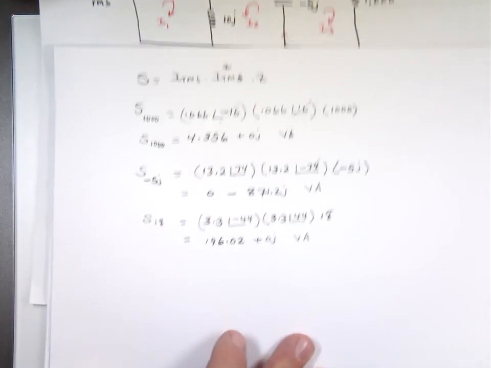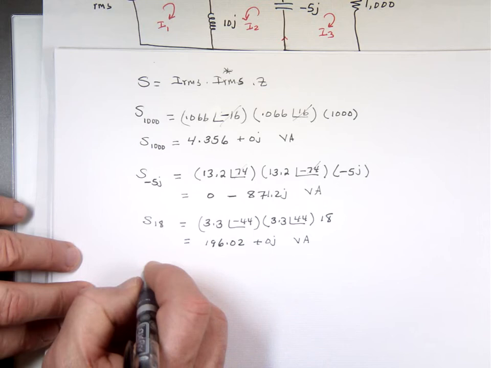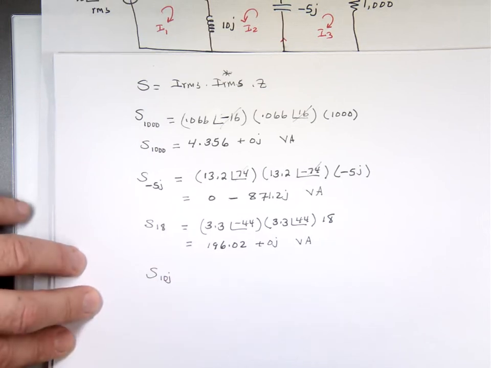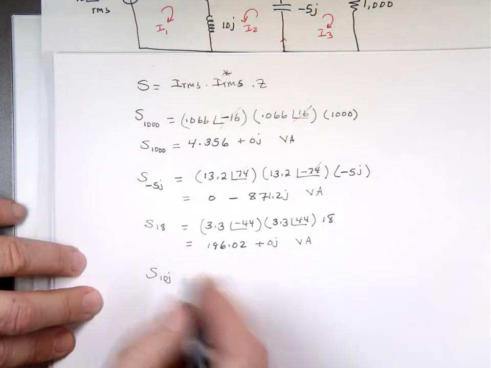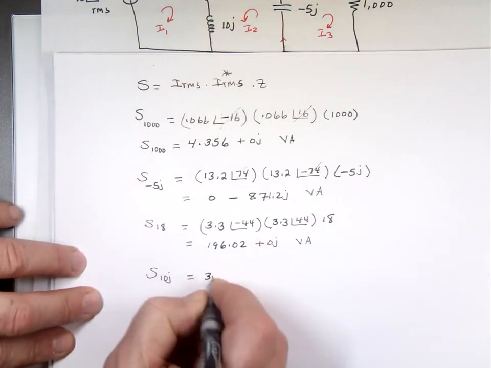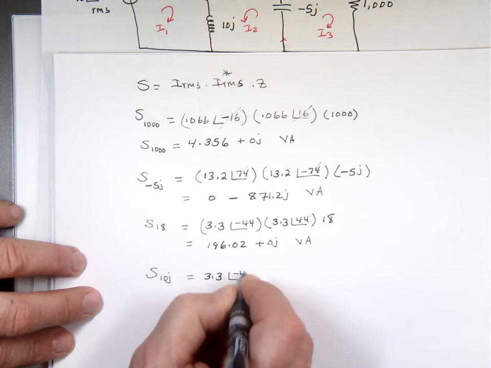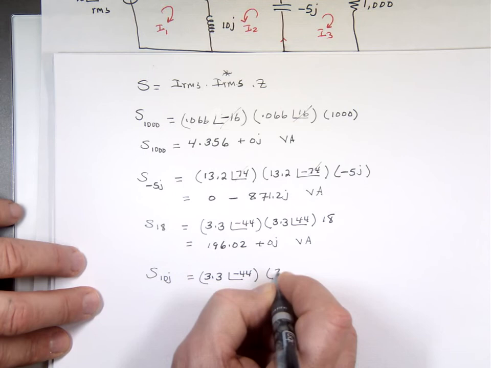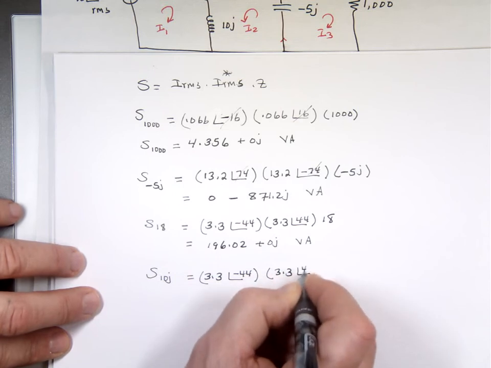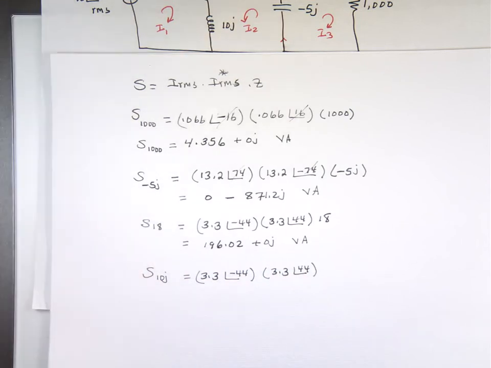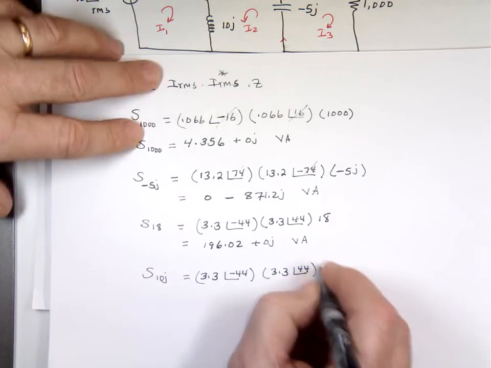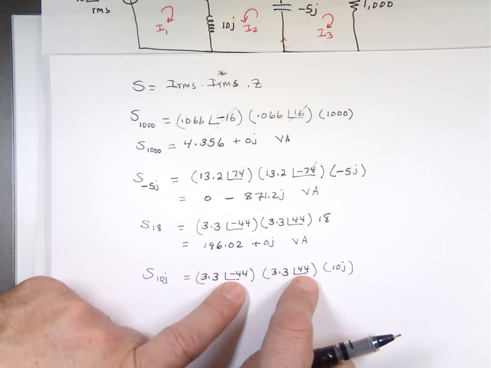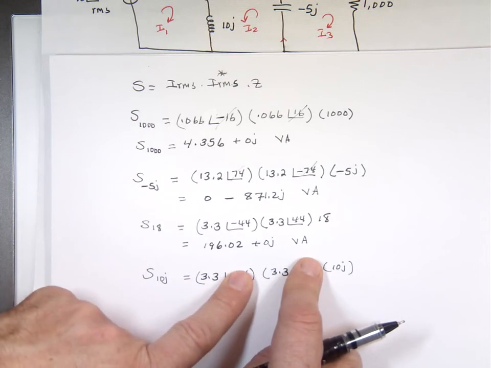The 10J. Again, we know the current through that, 3.3 angle negative 44. What you're going to notice, actually, I'll go back to that equation. When you multiply these, because of this angle, they cancel each other out. You end up with 3.3 squared. That's what you end up with.